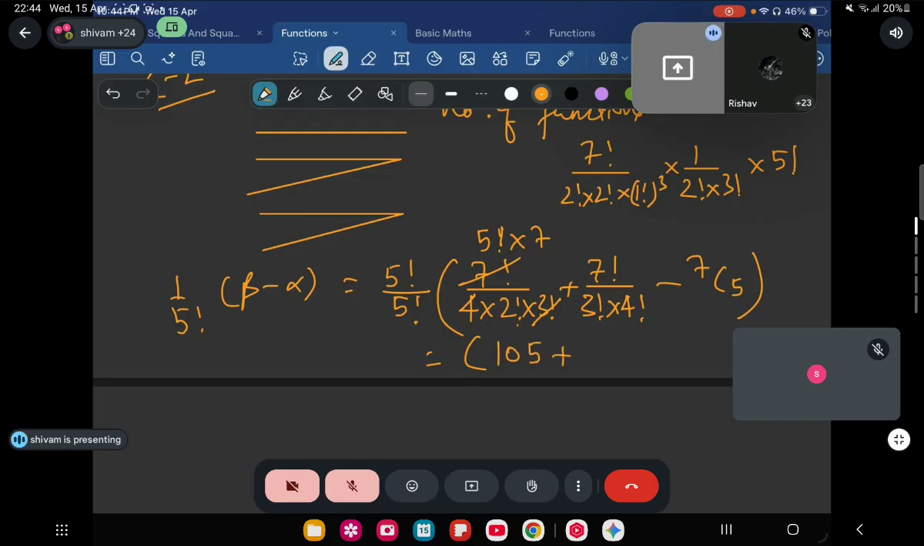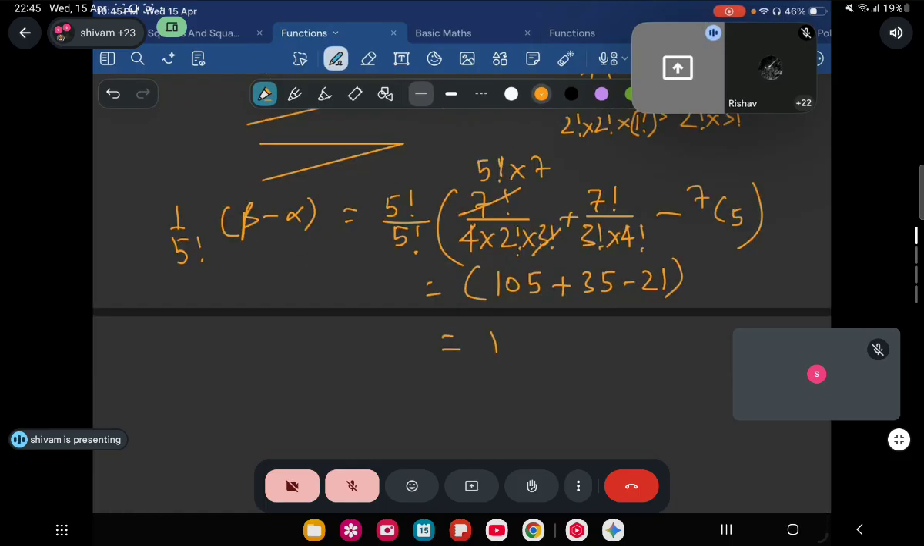So this will give us 105 plus, what is 7 factorial divided by 3 factorial into 4 factorial? Tell me. 7 into 6 into 5 divided by 1 into 2 into 3, which is 35. 105 plus 35, minus 7C5, which will be equal to 21. 7 sixes are 42, divided by 2, 21. So this is coming to 119. Is it clear, Rishabh? Yes, sir.